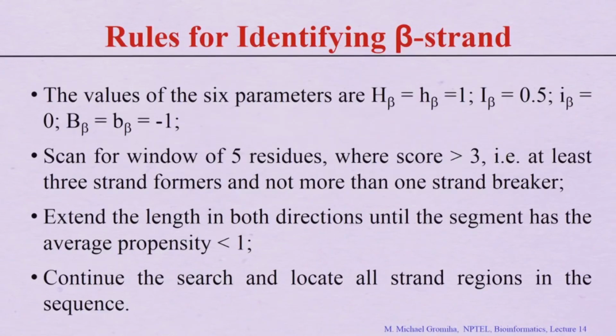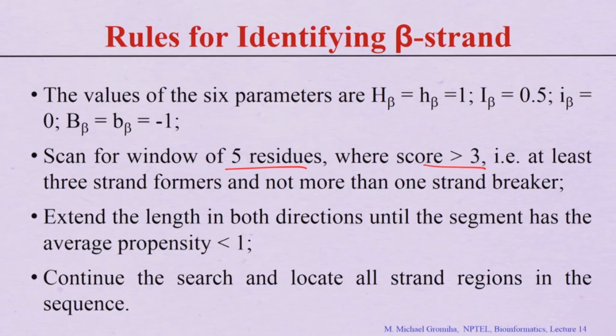Now, how to do the beta strand? Do the same procedure. Take small h beta equal to 1, I beta equal to 0.5, small i beta equal to 0, and capital B beta equal to -1. Here we use a scan of 5 residues and set a score of more than 3, because beta strands are smaller than alpha helices.